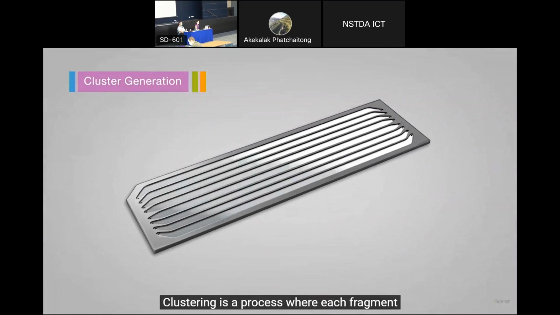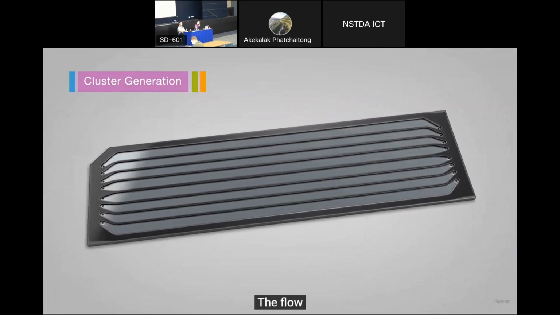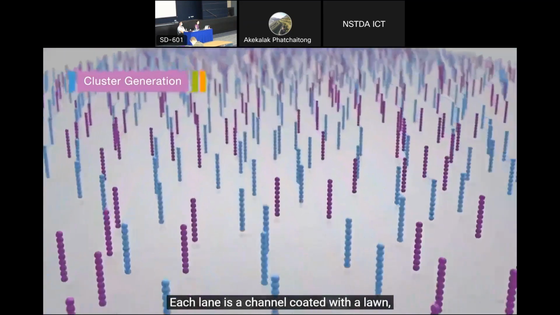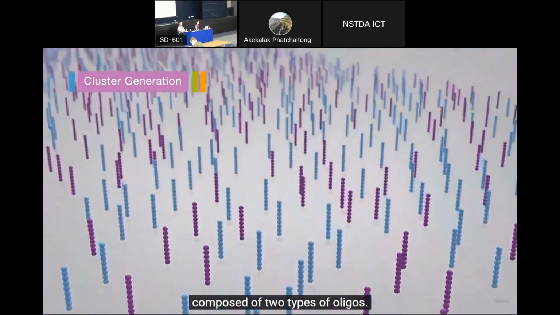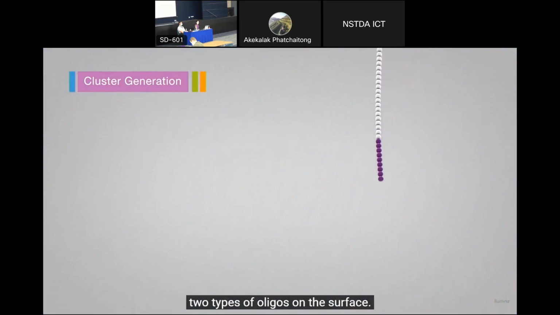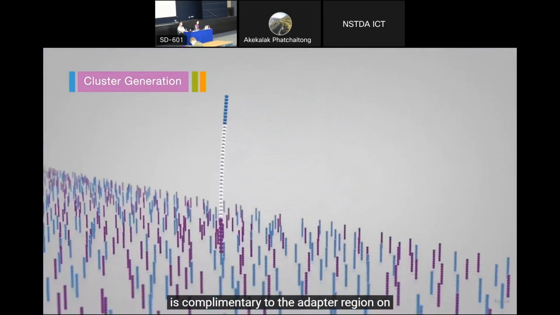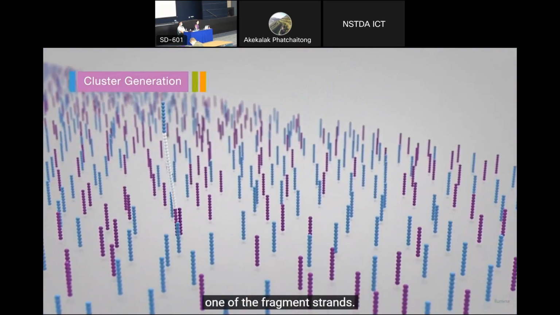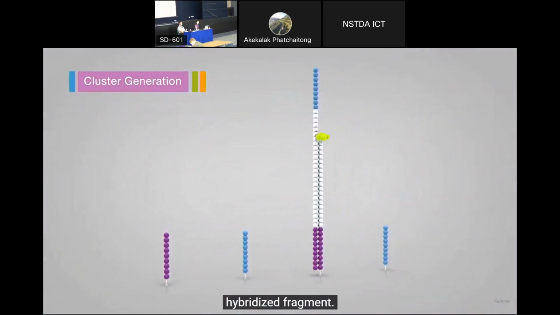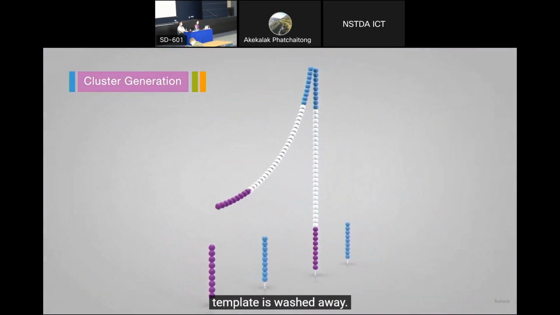Clustering is a process where each fragment molecule is isothermally amplified. The flow cell is a glass slide with lanes. Each lane is a channel coated with a lawn, composed of two types of oligos. Hybridization is enabled by the first of the two types of oligos on the surface. This oligo is complementary to the adapter region on one of the fragment strands. A polymerase creates a complement of the hybridized fragment. The double-stranded molecule is denatured, and the original template is washed away.